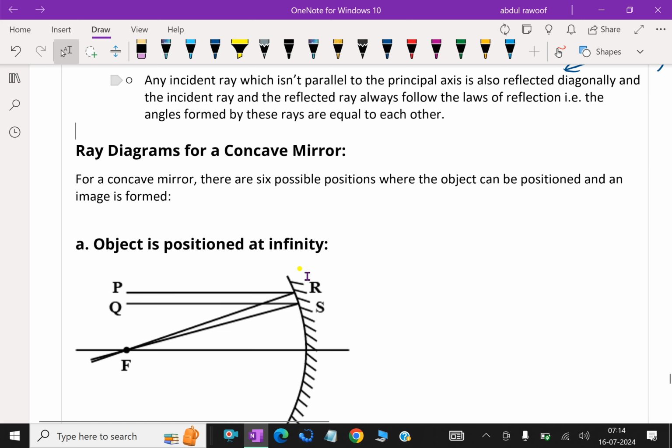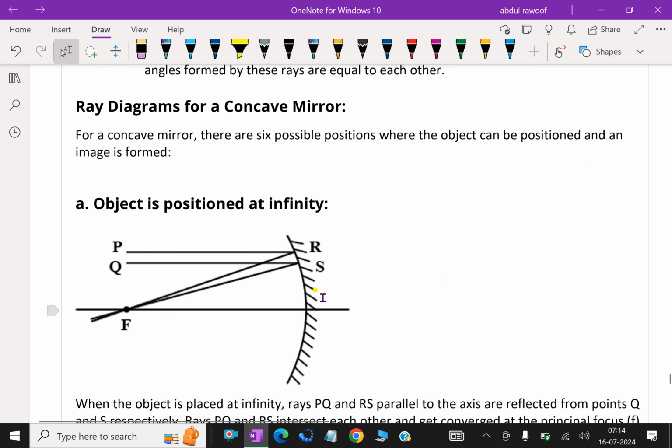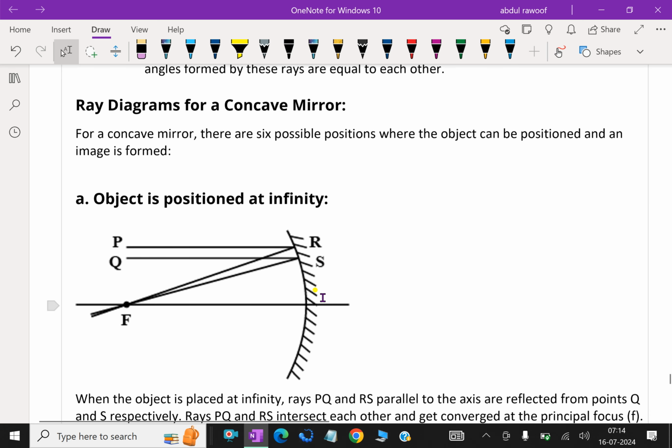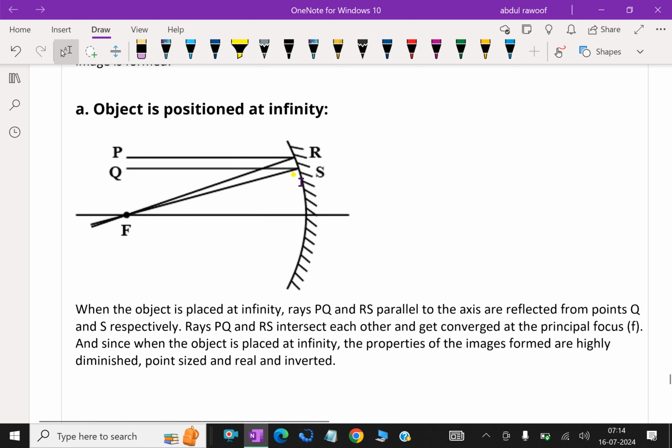Now we'll discuss the ray diagrams for a concave mirror for different positions of the object. For a concave mirror, there are 6 possible positions where the object can be placed and an image is formed. Look here. First, an object is positioned at infinity.